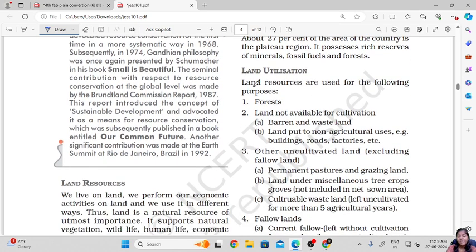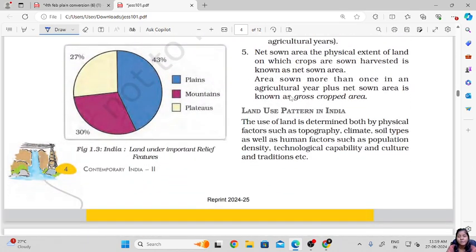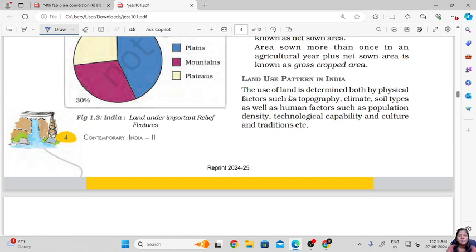Now we have also learned about land utilization, how the land is being utilized and how the land is covered with forest and land not available for cultivation, then other uncultivated land, fallow lands, all these things we have seen. Next we'll see about land use pattern in India.